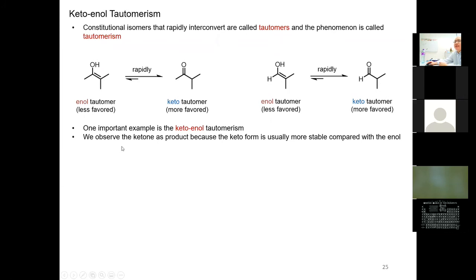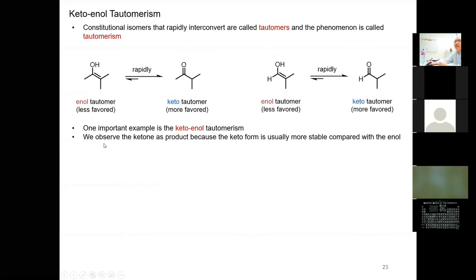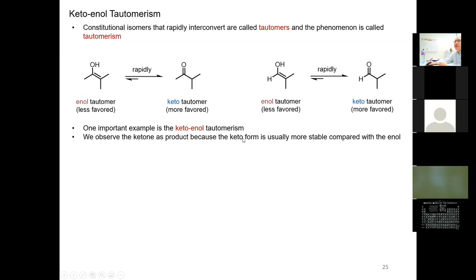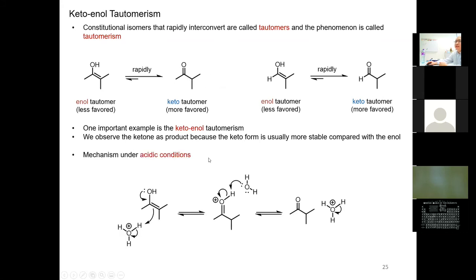And for the hydration of alkynes, we observe the ketone as a product because the ketone form is usually much more stable compared with the enol. And because it is much more stable, the enol product will rapidly change into the ketone. And what you get is the ketone as the product. And the mechanism for this tautomerization is usually depicted here.